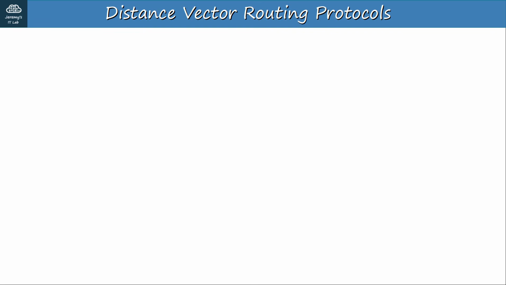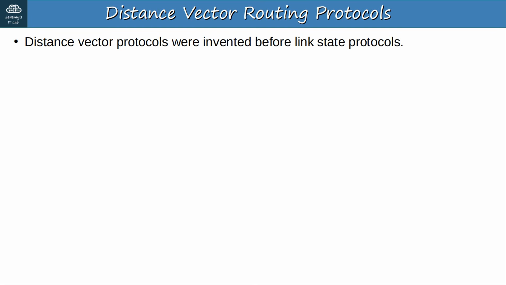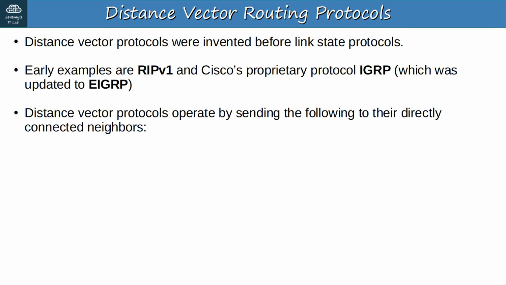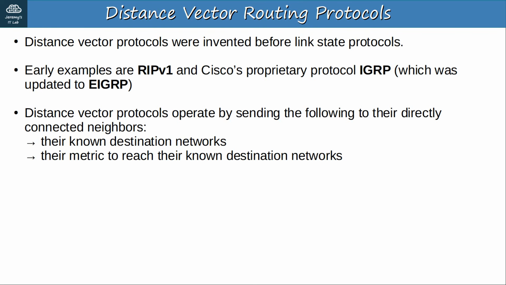Once again, the distance vector protocols we will learn about are RIP and EIGRP. Distance vector protocols were invented before link state protocols, in the early 1980s. Early examples of distance vector protocols are RIP and Cisco's proprietary protocol, IGRP, which was later updated to become EIGRP. Distance vector protocols operate by sending the following information to their directly connected neighbors: their known destination networks, and their metric to reach their known destination networks.